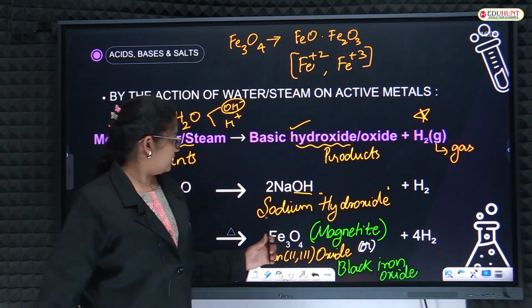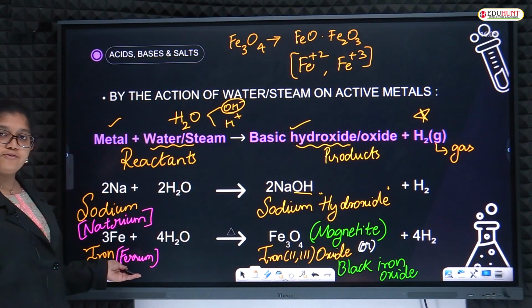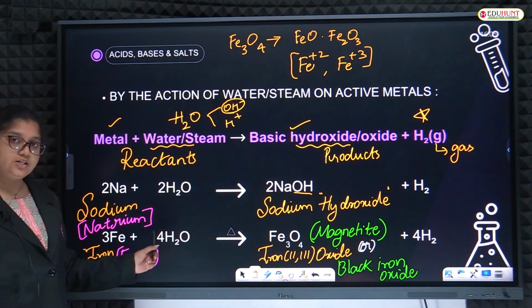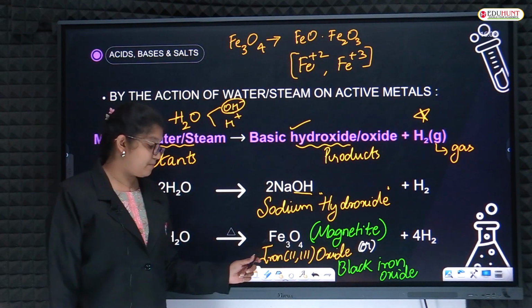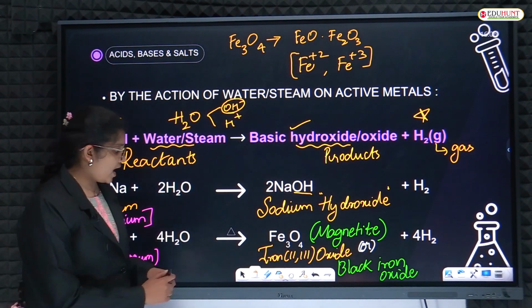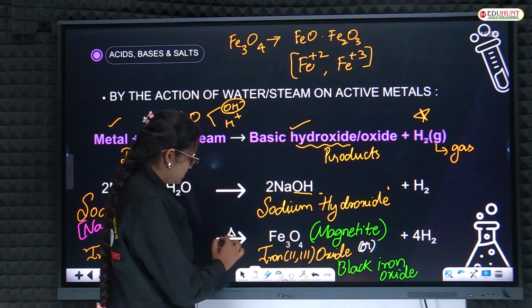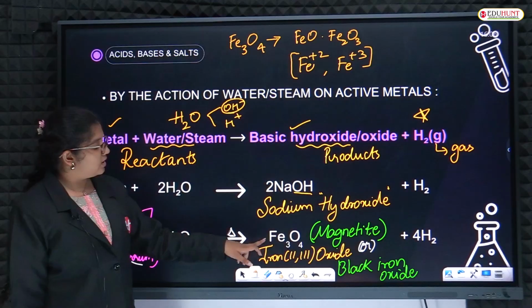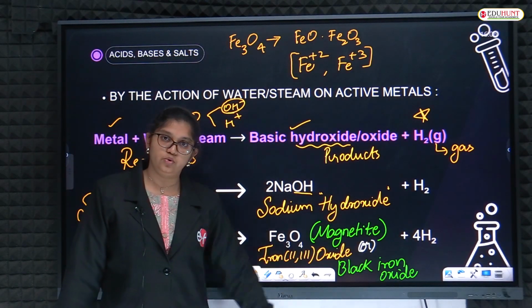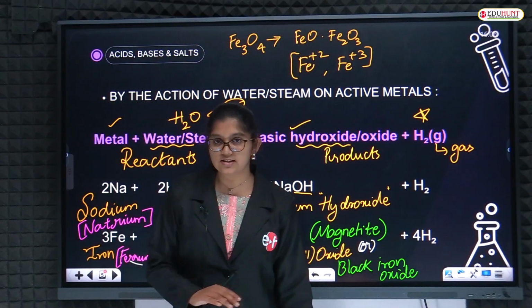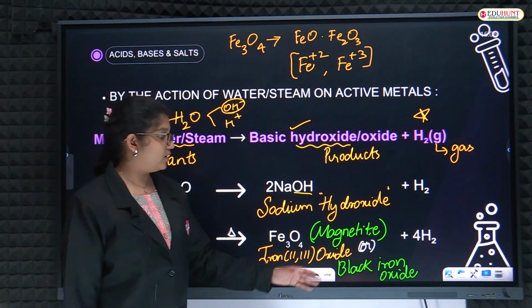So what is that again? We are taking 3Fe plus 4 water molecules, H2O, which gives rise to, in the presence of heat, did you see the triangle symbol here, children? The triangle symbol represents that it is undergoing the action of heat. Fe3O4 plus 4H2. Here the number 4 is for balancing the chemical equation. Don't worry about that.